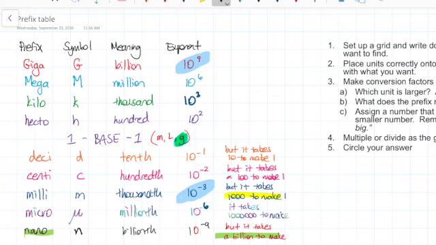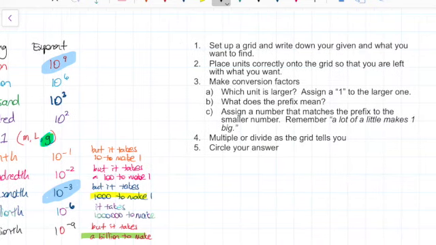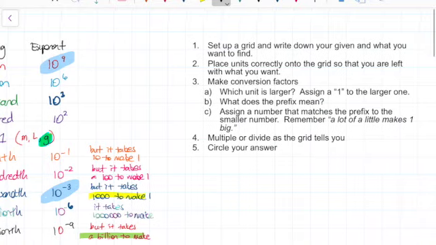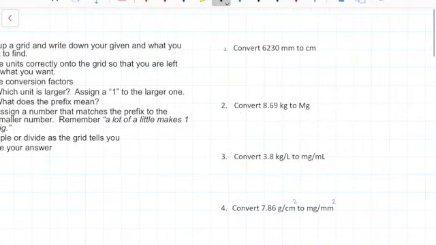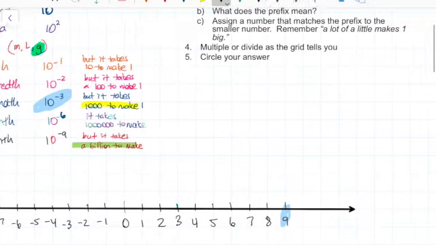So once again, we have our prefix table here. Once again, we have how to set up a dimensional analysis as explained on the first two videos. And now here's some problems we're going to work. And we have our number line as well, because our number line can help us.